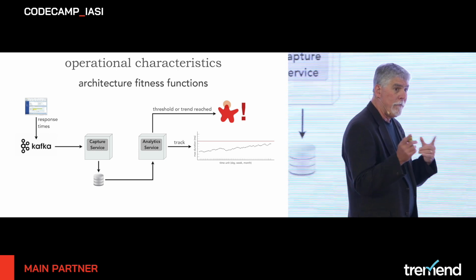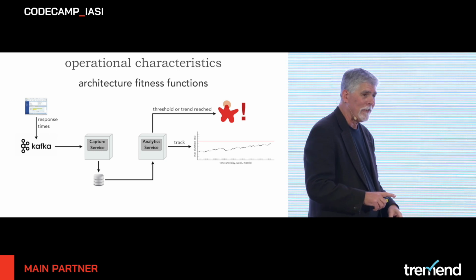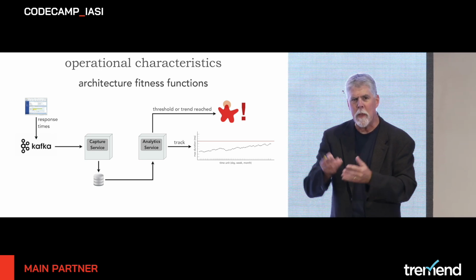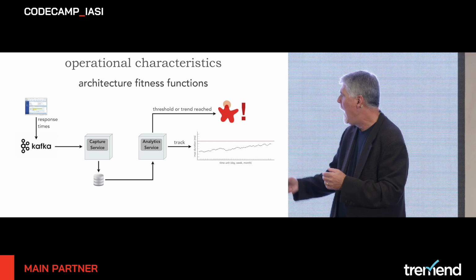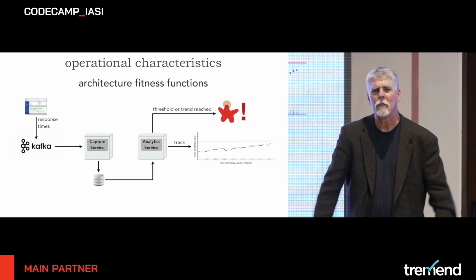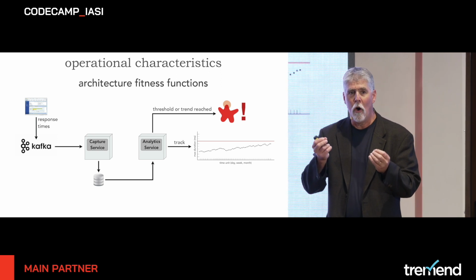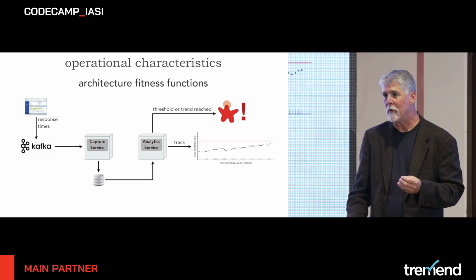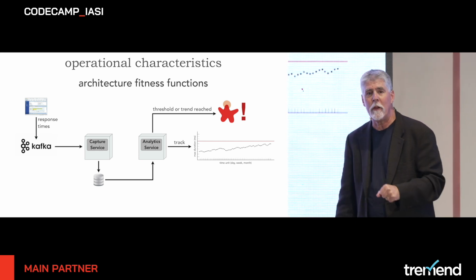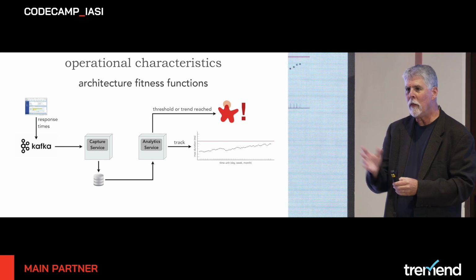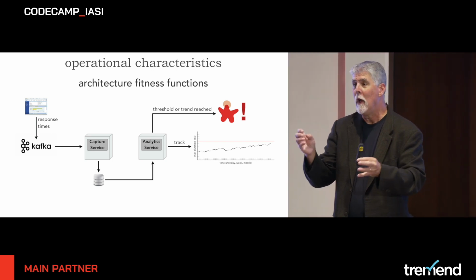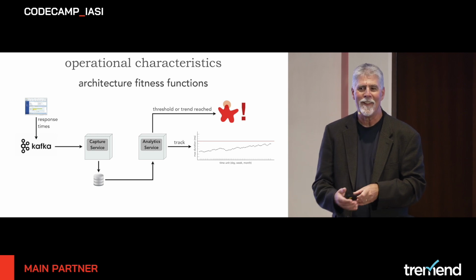And then the funnest part is I get to write an analysis service that starts analyzing that data, the trends, or maybe I'm looking for a particular threshold. It starts just behind the scenes, in production, we don't even know this is going on, tracking all of these operational characteristics. But then, when a trend is noticed, or we reach a certain threshold, notify me. Otherwise, just leave me alone, don't bother me. That's the basic model of a fitness function.